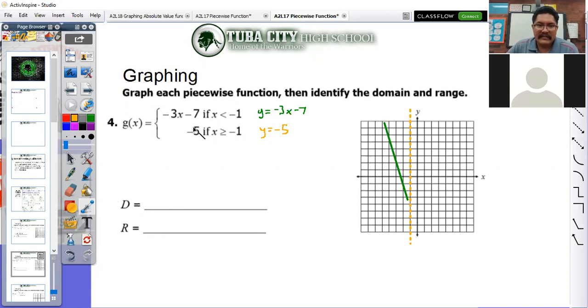Now I'm going to need to graph this second part here. So y equals -5. Again, there's no slope, which means there is no x value. And if there's no x value, that means it is not going to intersect with the x-axis. So if there is no intersection with the x-axis, it's going to be parallel to the x-axis. So y equals -5. That's our best way to graph it.